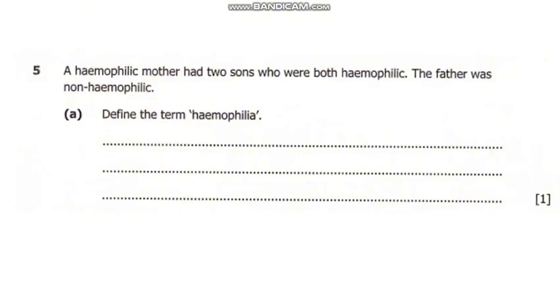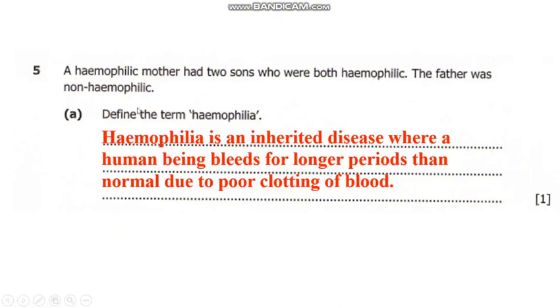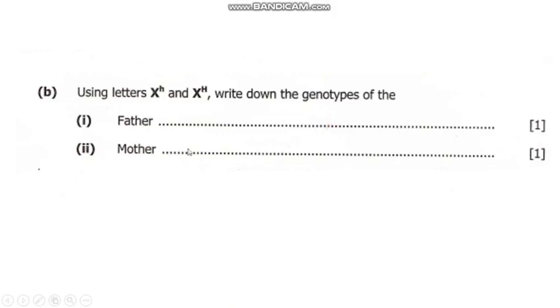So here we have said hemophilia is an inherited disease where a human being bleeds for longer periods than normal due to poor clotting of blood. So we have answered our question A. Let us now move on to the next question. So here we are looking at question B.